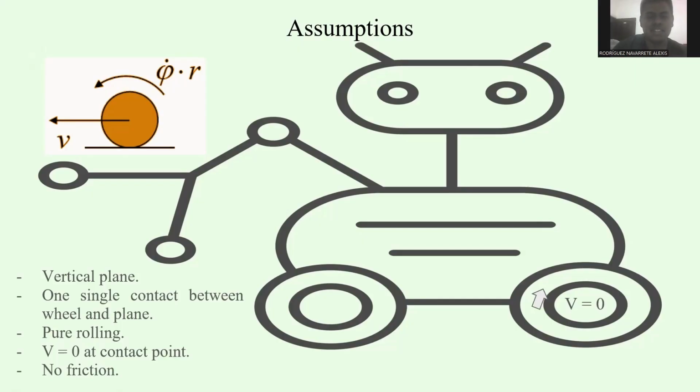This directly implies our force assumption. The velocity at the contact point is zero. And finally, for this model, we also assume no friction. This assumption forms the basis for deriving the constraint equation.